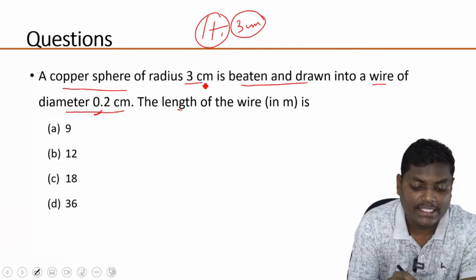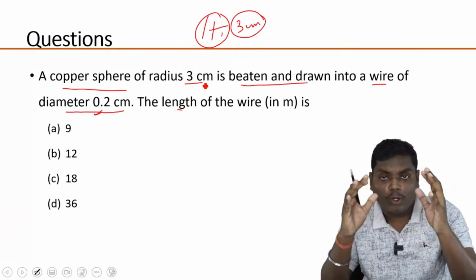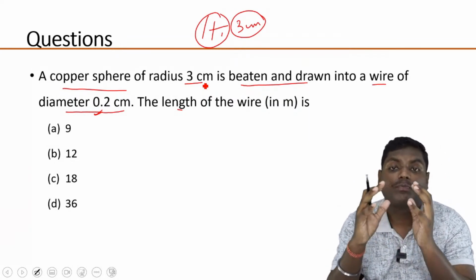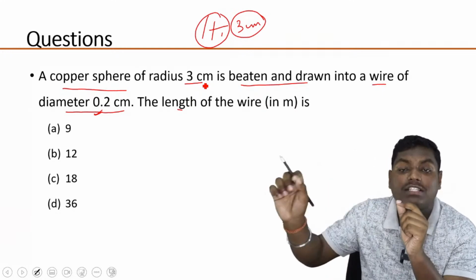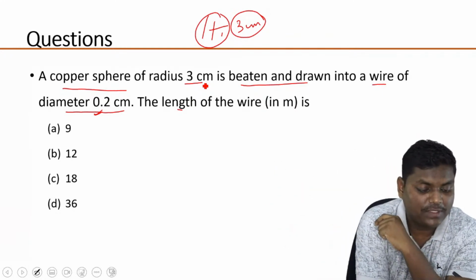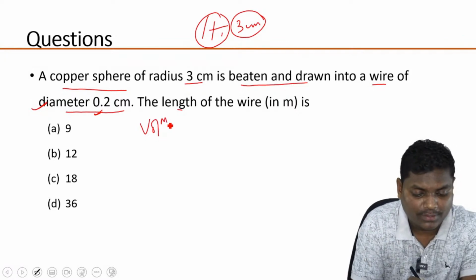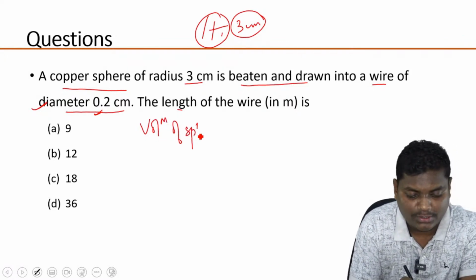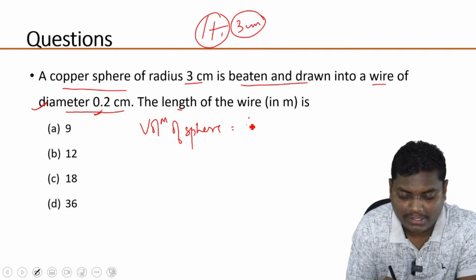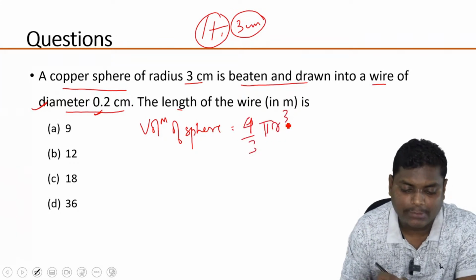They have given the radius. So whatever the volume of the copper sphere is, that volume itself will be used for the construction of this wire. So first we need to find the volume of the copper sphere. Volume of a sphere will be 4 by 3 pi r cube.